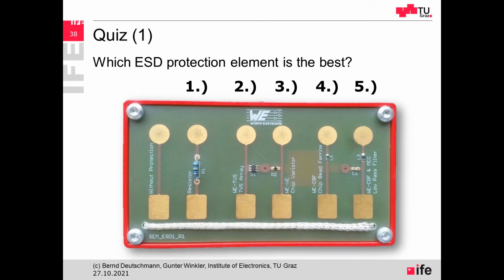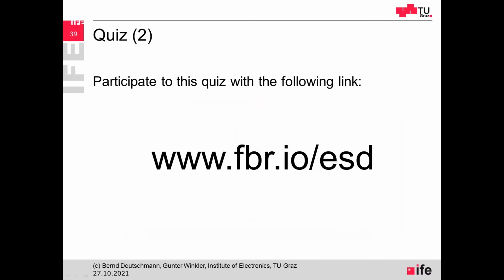Usually we ask participants or volunteers who would like to press their fingers onto these protection structures in order to figure out what kind of protection structure is the best one. Unfortunately, in a live webinar, we cannot do this. But you can also participate in a survey. This is pretty simple. You can type this URL into your smartphone or into your tablet PC. So it's www.fbr, stands for feedbacker.io/ESD. Give me a second, then I can start the survey.